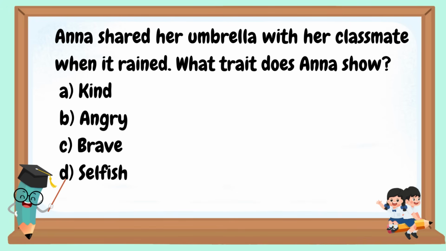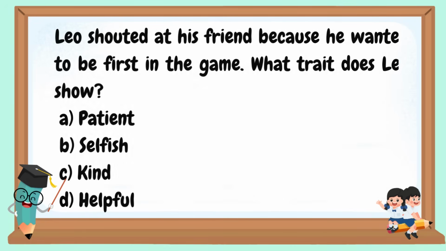Anna shared her umbrella with her classmates when it rained. What trait does Anna show? Leo shouted at his friend because he wanted to be first in the game. What trait does Leo show?